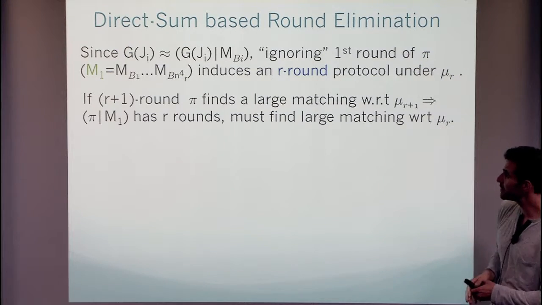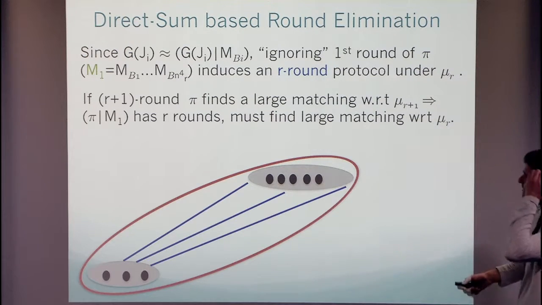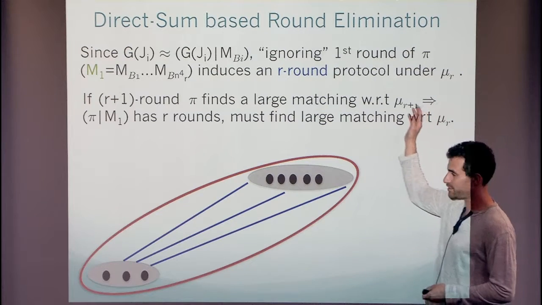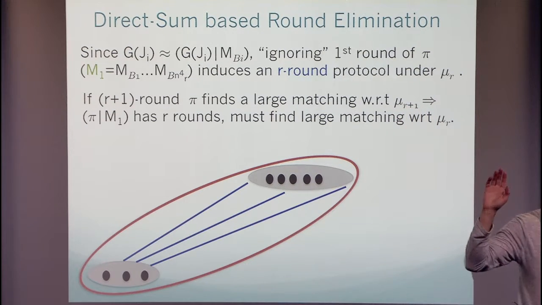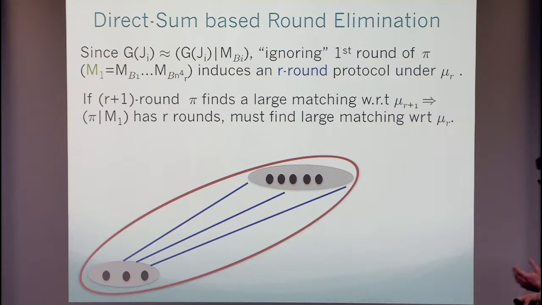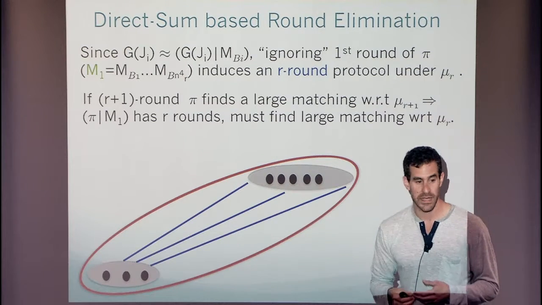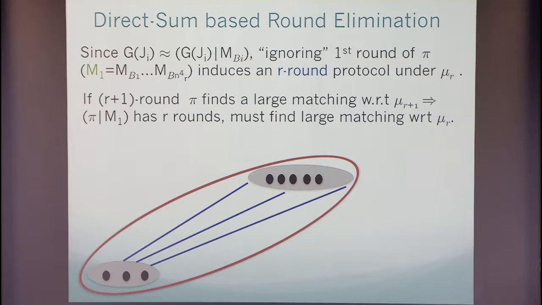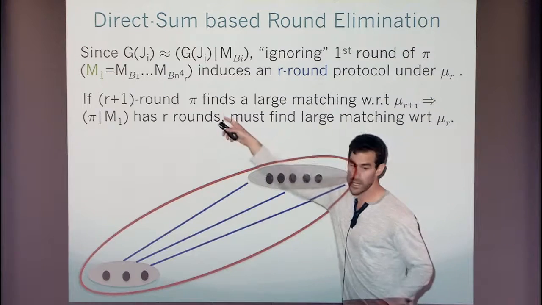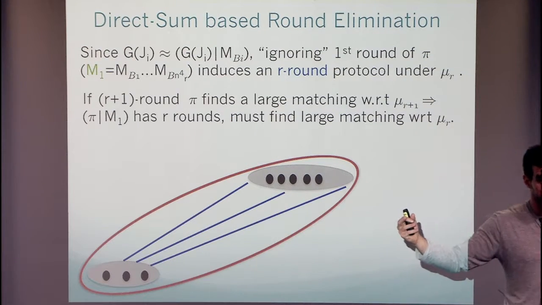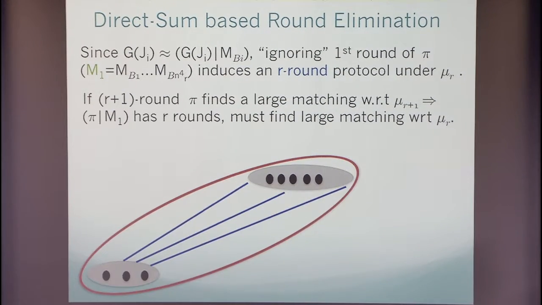Does that make sense? So the problem with implementing this round elimination argument is that unlike the two-party settings, in the multi-party settings, we cannot simply execute the protocol pi, which has R plus 1 rounds, because pi receives a much larger instance, which scales with the number of rounds, right? Pi operates over a much larger set of players, a much larger set of inputs.